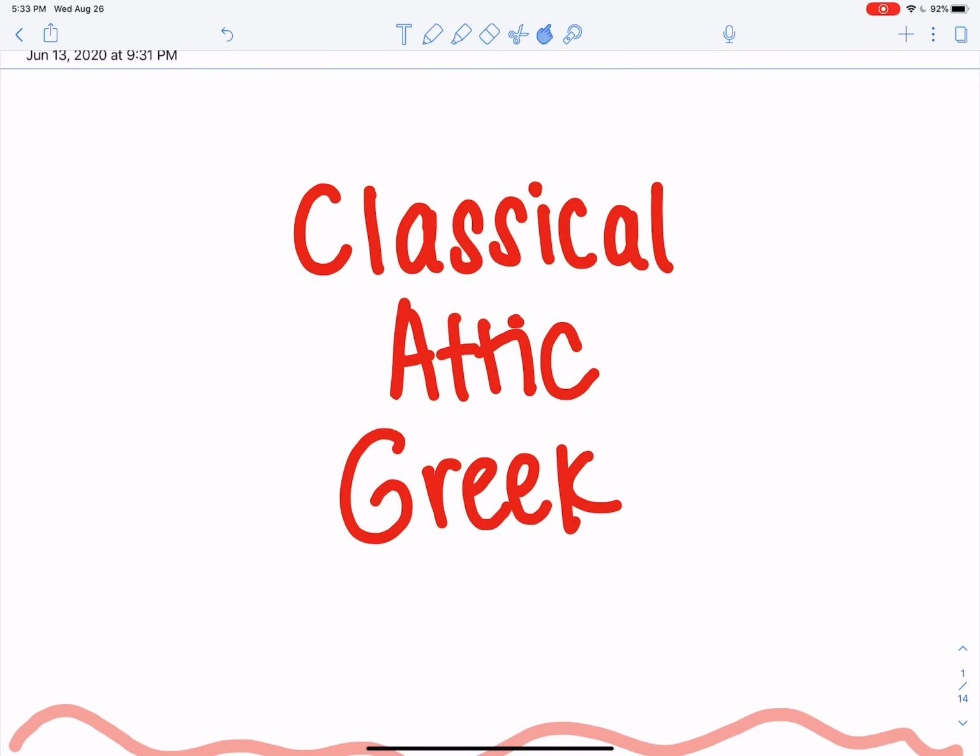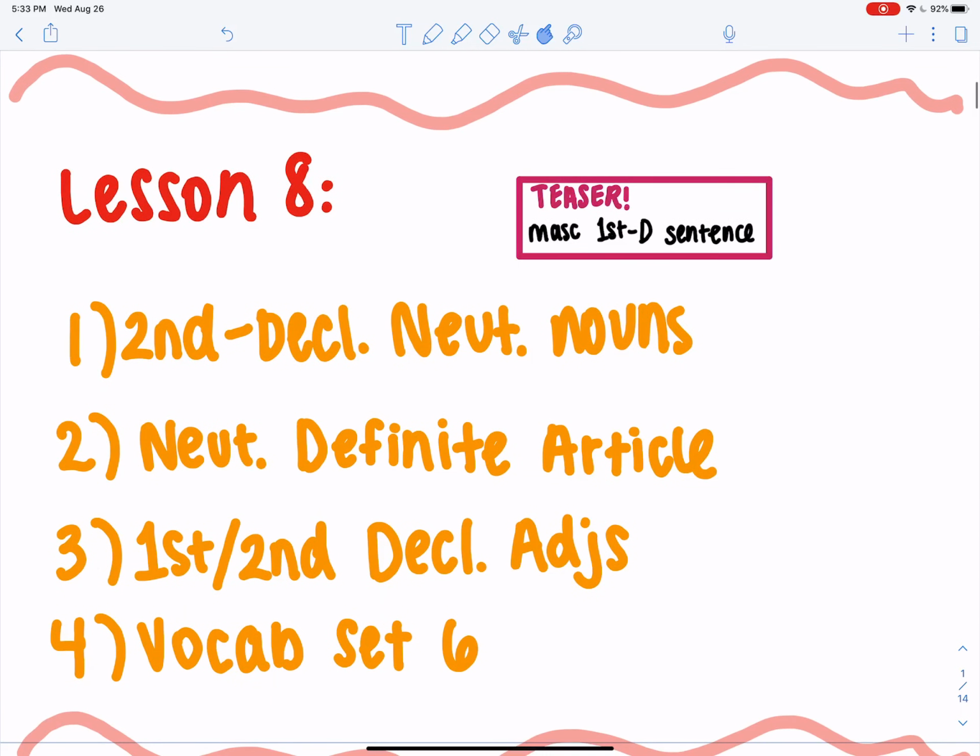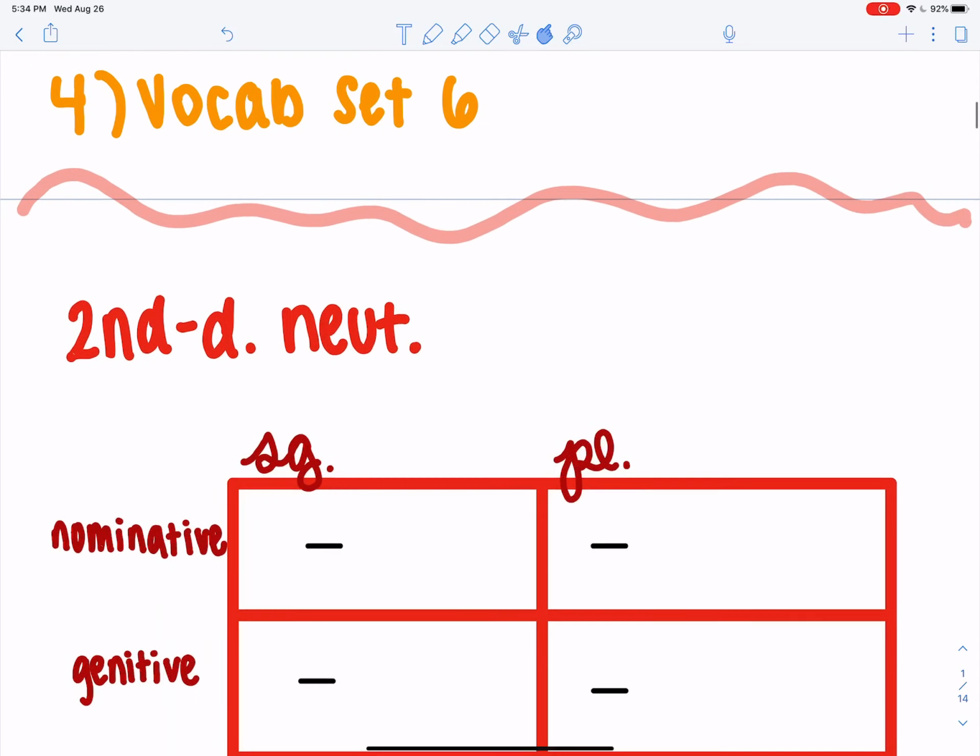Welcome back to Greek. This week, we are going to be looking at second declension neuter nouns, the neuter definite article, and some first and second declension adjectives. And at the end, we'll have our sixth vocab set, and at the very end, a teaser for next week's lesson, which today will be a sentence with a masculine first declension noun. And I personally love those, so next week's lesson will be very entertaining to me. And I hope it'll be entertaining to you too.